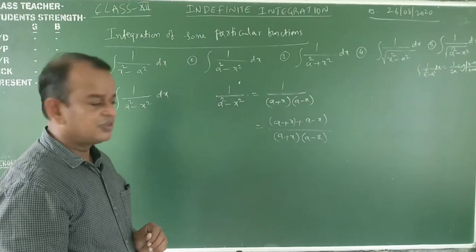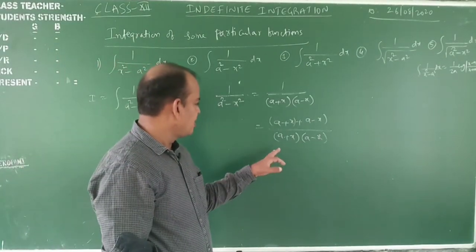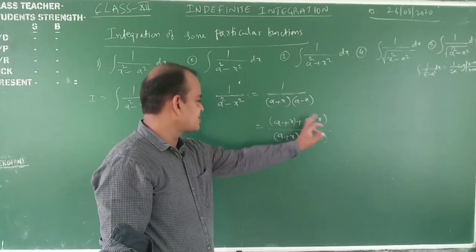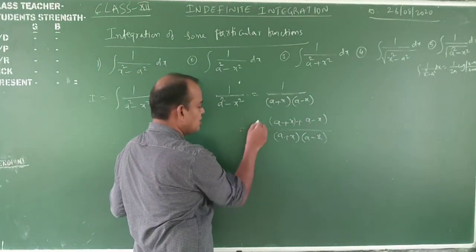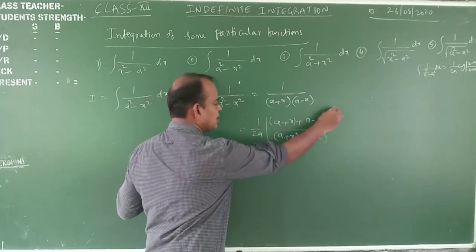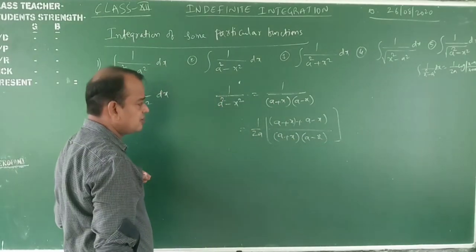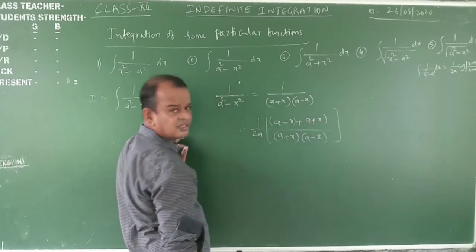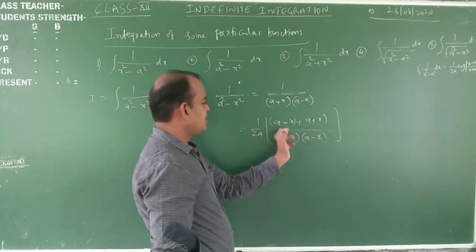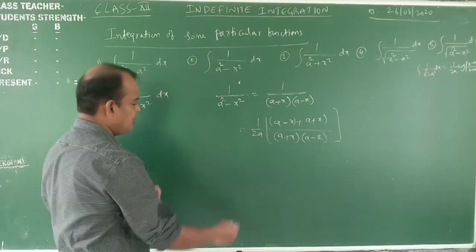What happened here? Plus x minus x cancel, a plus a is 2a. In the numerator 2a is extra, but you want only 1. That's why you write 1 by 2a. No problem, this is minus, this is plus. Minus x plus x cancel, a plus a is 2a. You can write it in any way, no problem at all.